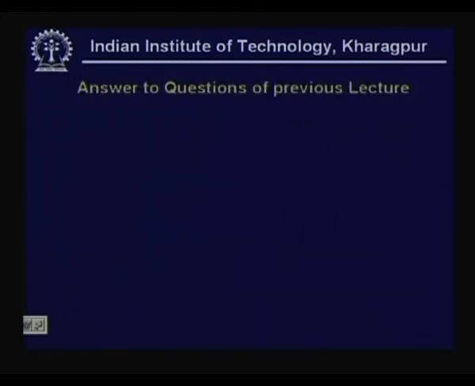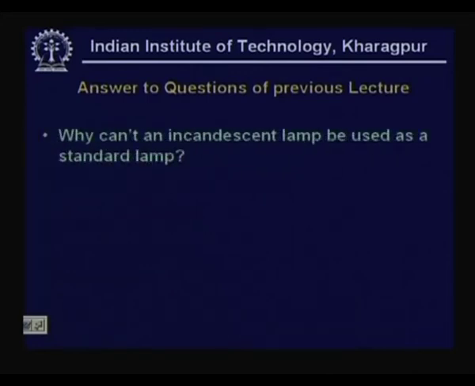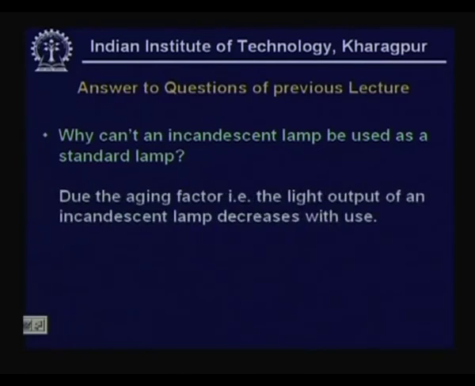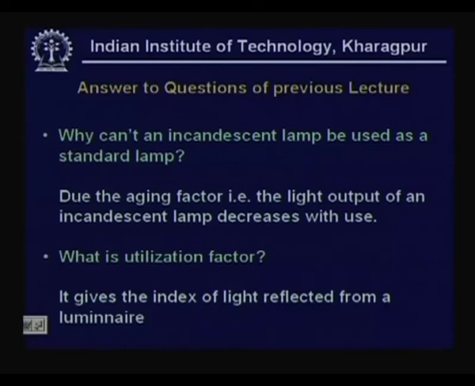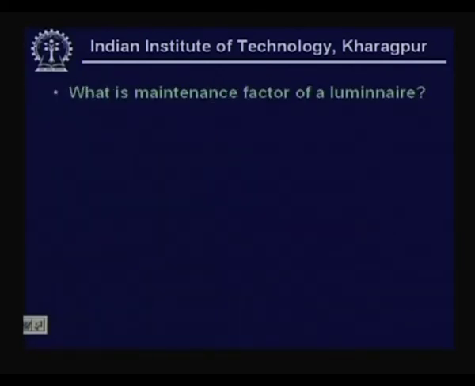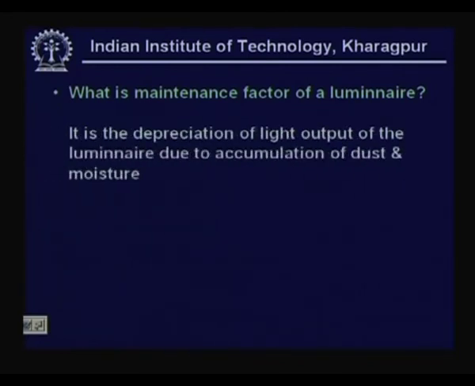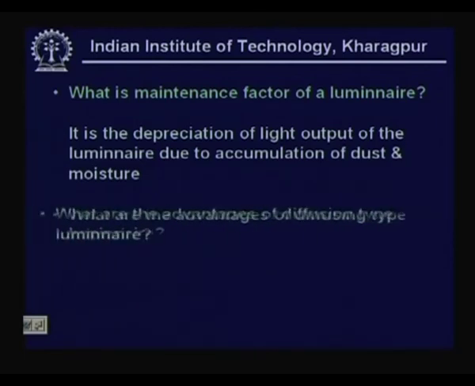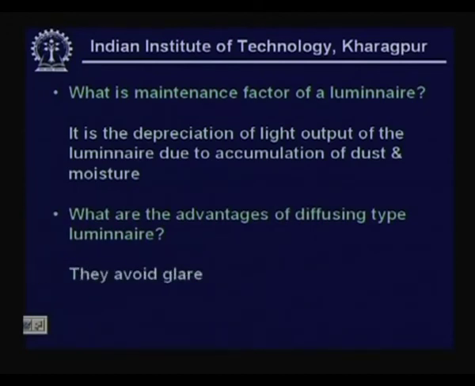Answers to certain questions in the previous lecture are: why can't an incandescent lamp be used as a standard lamp? Due to the aging factor, the light output of an incandescent lamp decreases with use. What is a utilization factor? It gives the index of light reflected from a luminaire. What is the maintenance factor of a luminaire? It is the depreciation of light output of the luminaire due to accumulation of dust and moisture and age. Advantage of using a diffusing type of luminaire: they avoid glare.